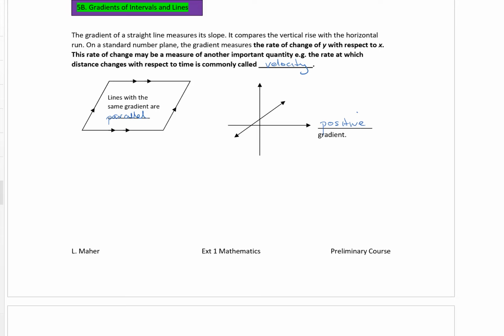There's really not much to say in exercise 5B. It's just about gradients of lines or intervals. It's really just a review of what you've done previously.